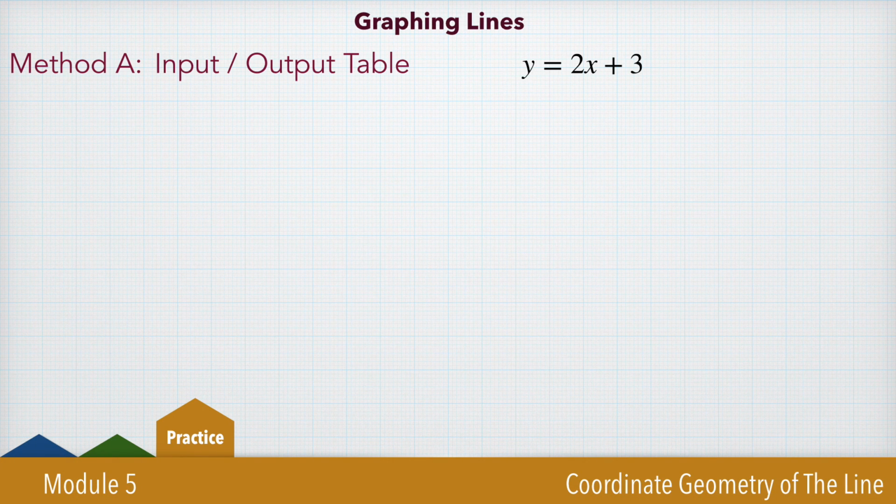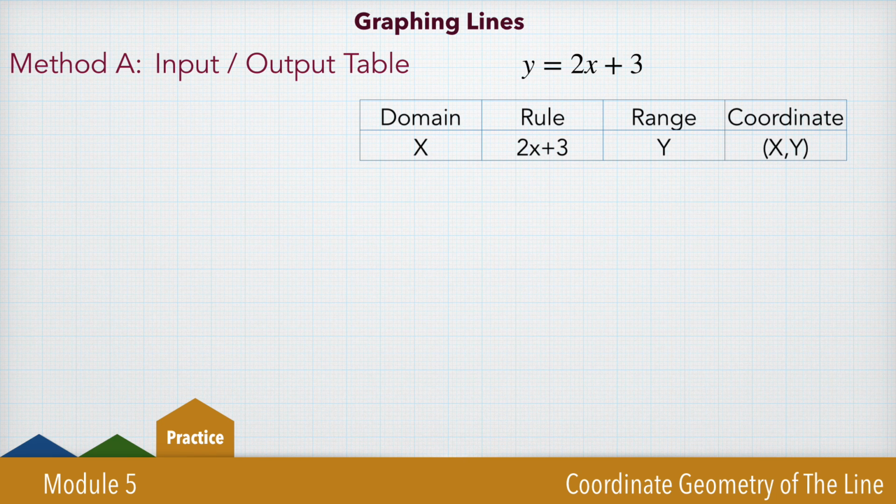Method A uses an input-output table. The first column contains the domain or x values. The second column contains the rule or the linear function. The third column contains the range or the output y values. And a fourth column is the coordinates (x, y), which will be plotted.